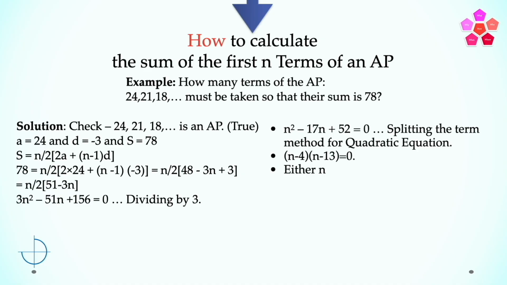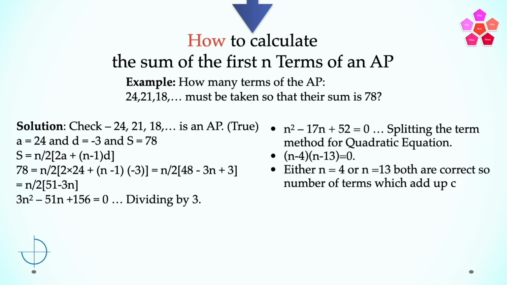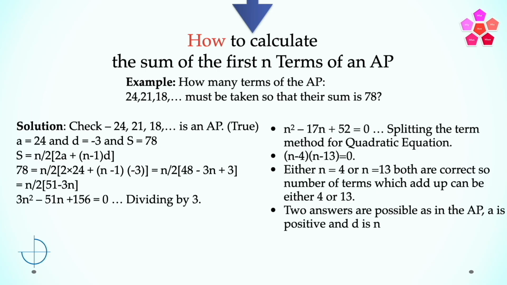So either n is equal to 4 or n is equal to 13. Both are correct. So the number of terms which add up can be either 4 or 13. Two answers are possible as the arithmetic progression has A positive and D negative. The sum of the terms 5th to 13th will be equal to 0. It is a very important assumption to understand.